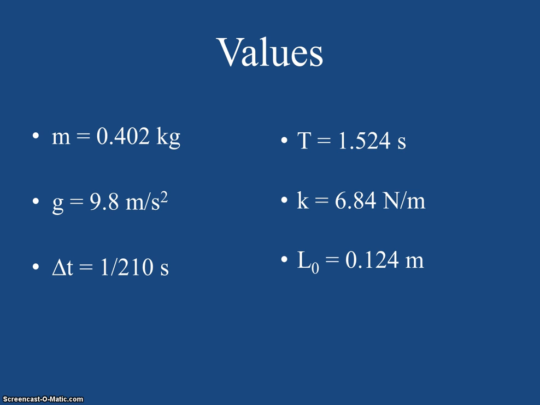The values on the left are the values given to us. These include the mass, g, and delta t. The values on the right require calculations and use of the tracker data to calculate. How each value was attained will be explained.